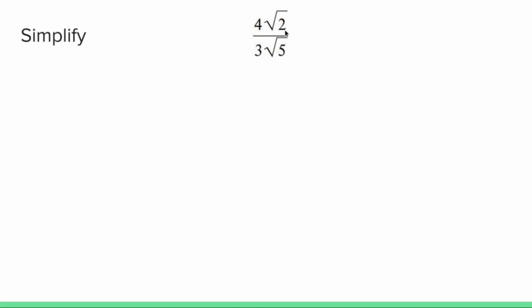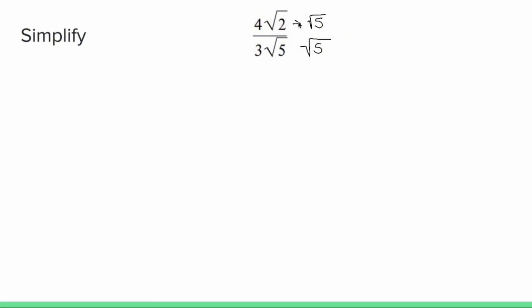Simplify 4 root 2 over 3 root 5. Now, if you're looking at this and saying, oh, there's nothing I can do, yeah, you're kind of correct. But here's the thing. There's a little rule in math that says you're not allowed to have square roots in the denominator. So if all you're doing in the denominator is multiplying and you have a square root, what you do is you multiply the top and the bottom by that square root. This is called rationalizing a denominator.